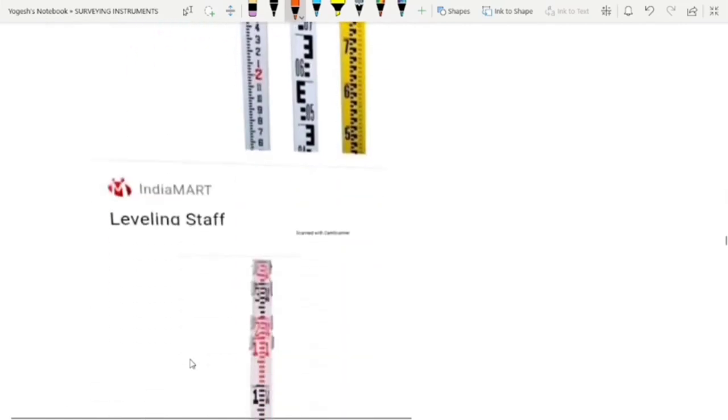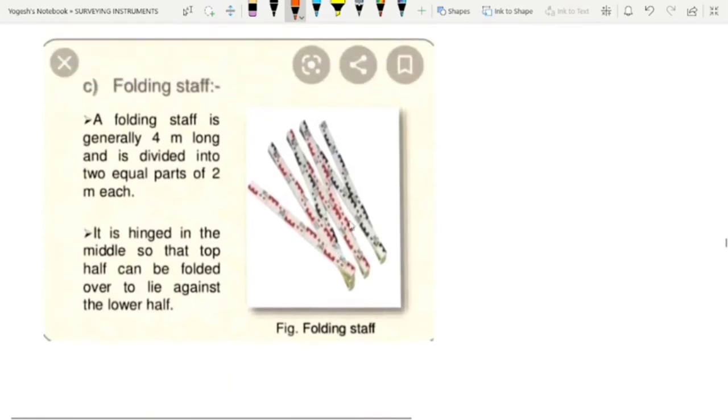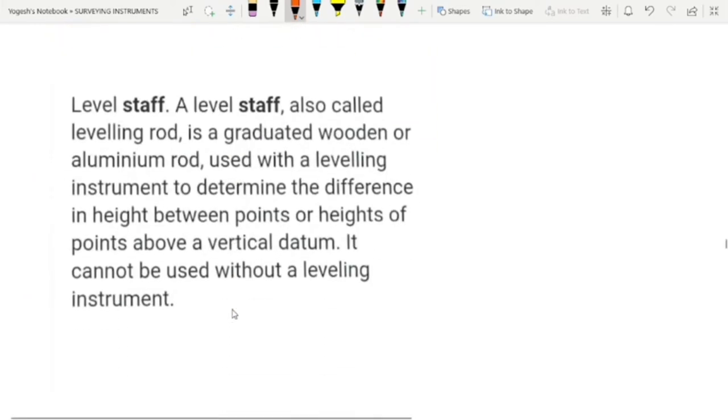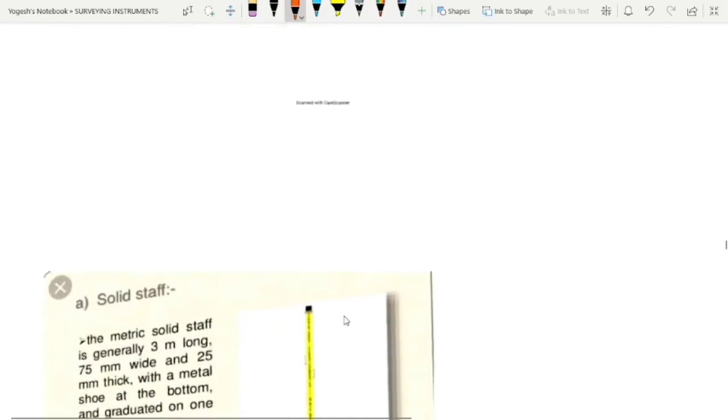Telescopic staff, leveling staff, folding type staff, which can be folded easily with the help of a button. Folding staff is generally 4 meters long, divided into two equal parts of 2 meters each. It is hinged in the middle so that the top half can be folded over and lie against the lower half. Leveling staff, as per IS code number 1779, also called the leveling rod, is a graduated wooden or aluminium rod used with the leveling instrument to determine the difference in height between points, or height of the points above a vertical datum. It cannot be used without a leveling instrument.